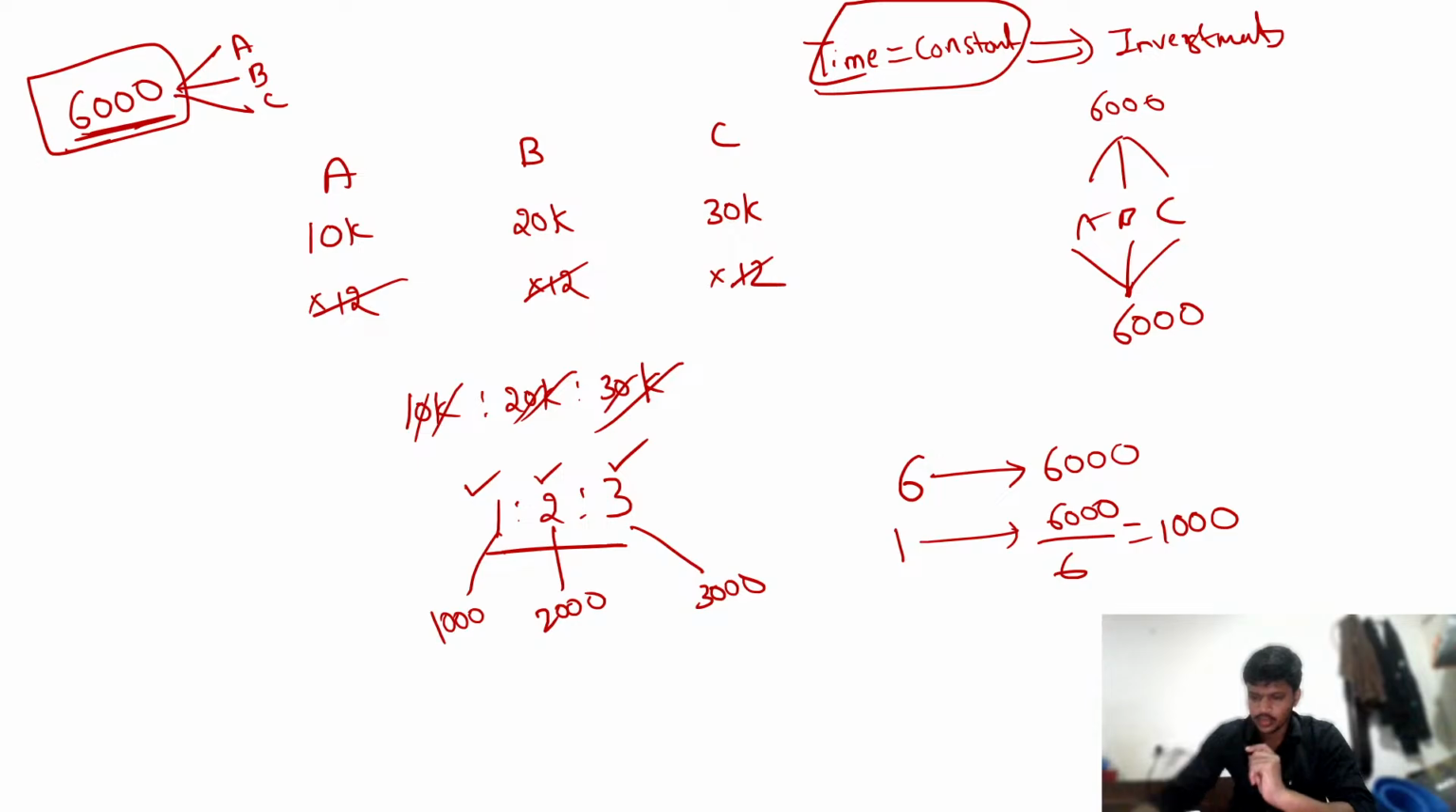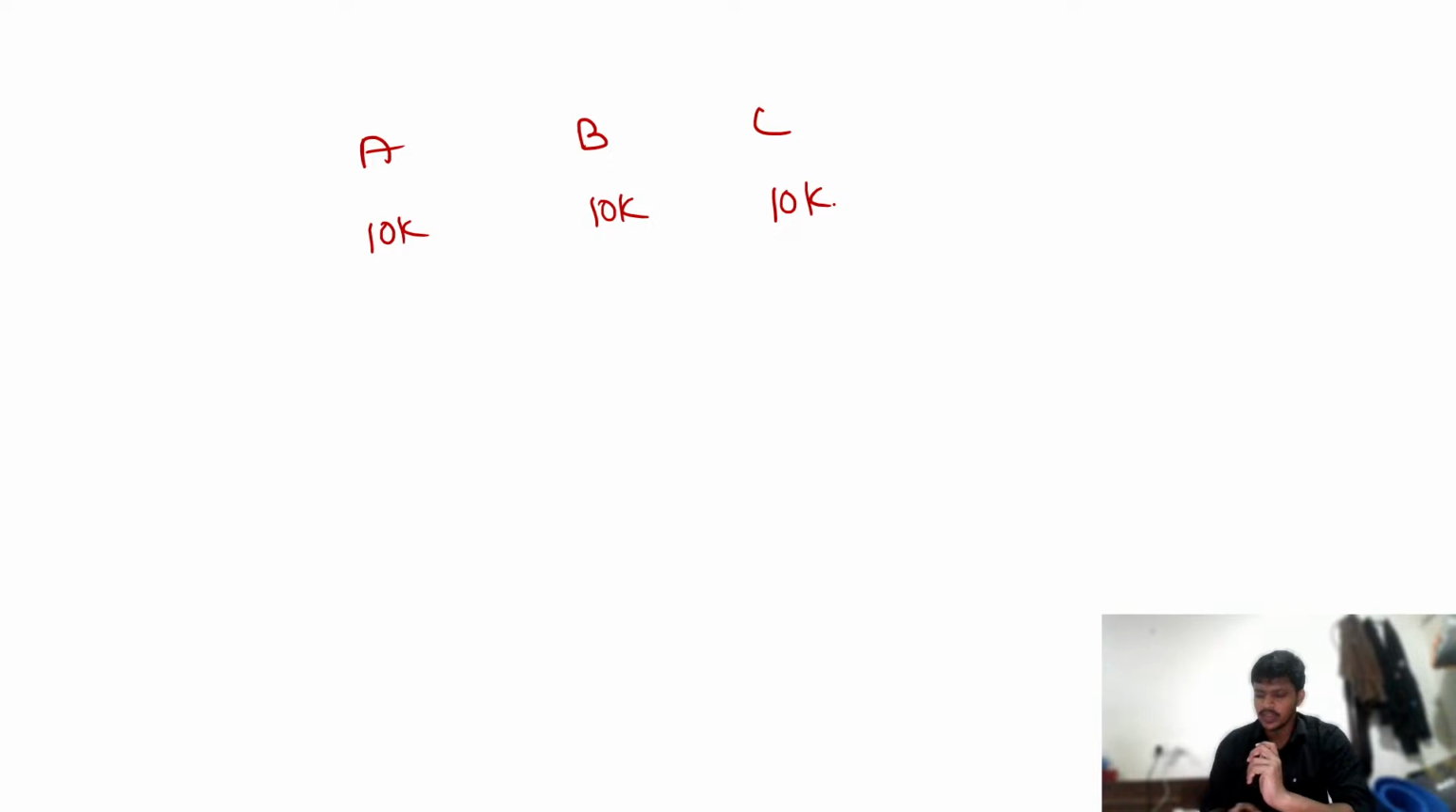Okay, next one more scenario. I will keep this here only. Let us take we are having 3 persons, A, B, C. They started the business by investing 10k, 10k and 10k. So everybody has invested only 10,000 and they have started the business.